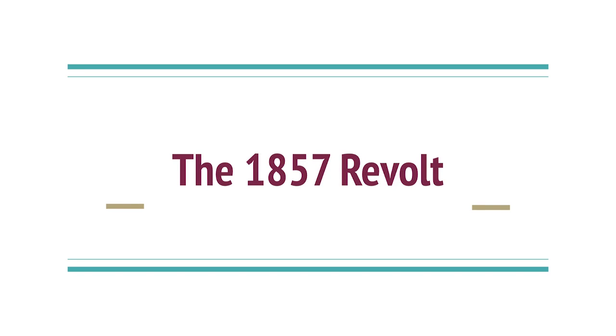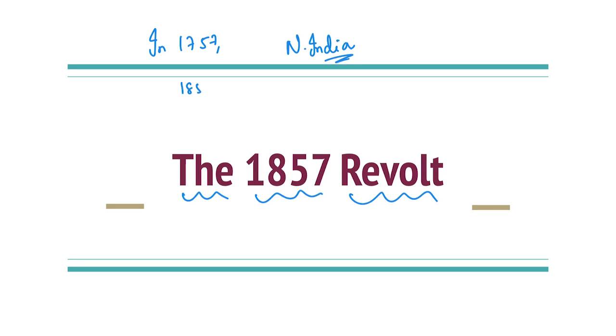In today's session, let's discuss the 1857 revolt. In the year 1757, after the Battle of Plassey, the British laid the first step towards gaining power in northern India. And in 1857, this major revolt took place, which was a product of the character and policies of colonial rule after 1757.